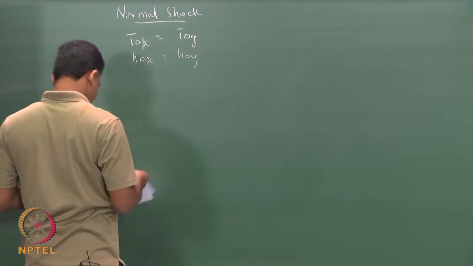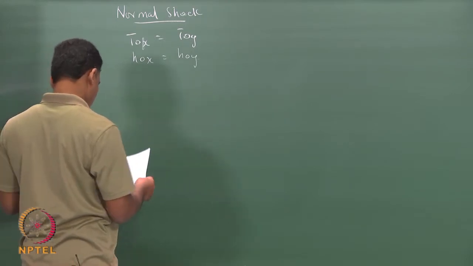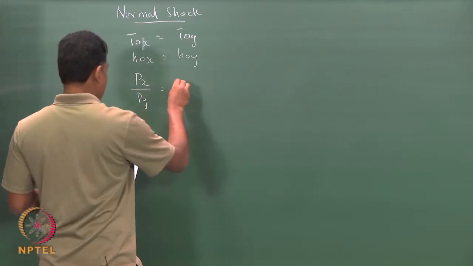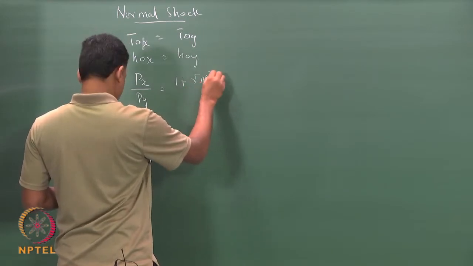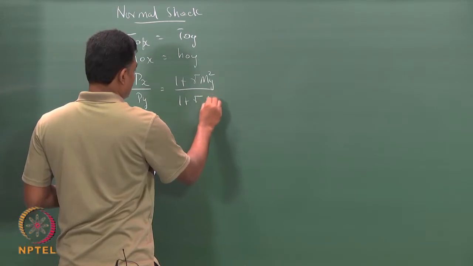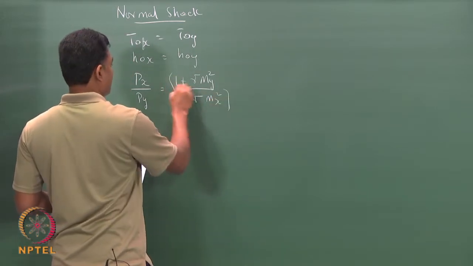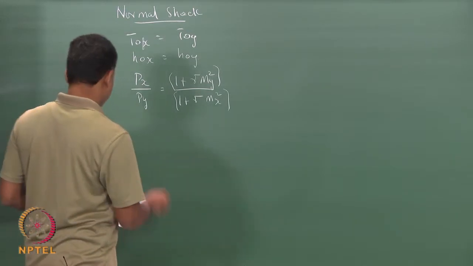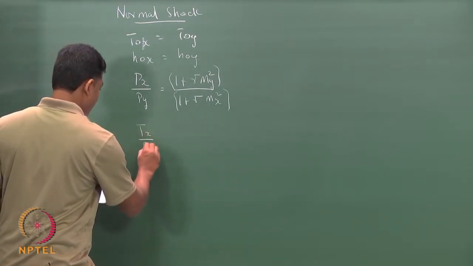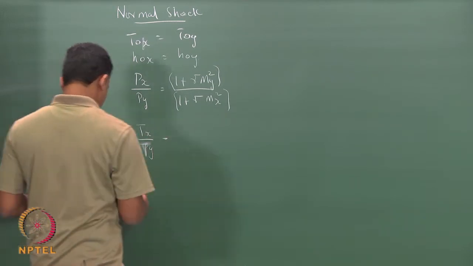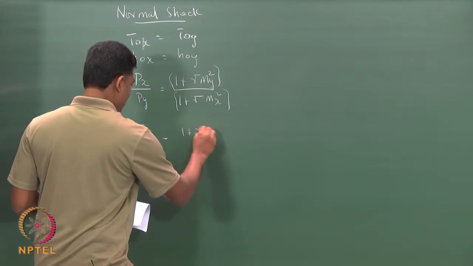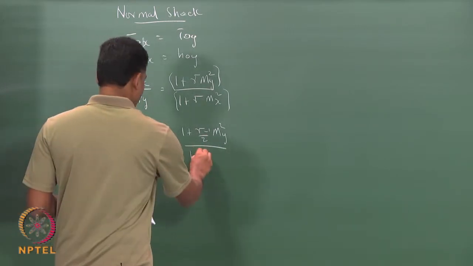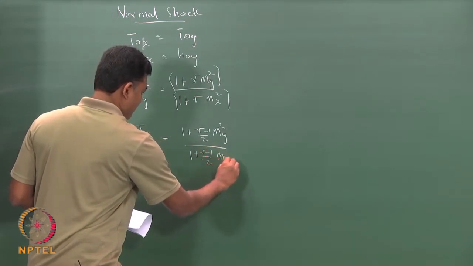From continuity we have derived Px by Py equals 1 plus gamma My square divided by 1 plus gamma Mx square, where x and y are states before the shock and after the shock. We have also seen Tx by Ty to be 1 plus gamma minus 1 by 2 My square divided by 1 plus gamma minus 1 by 2 Mx square.